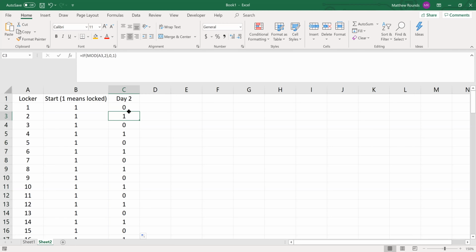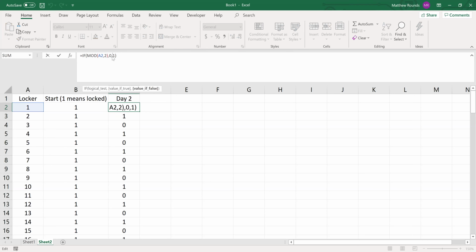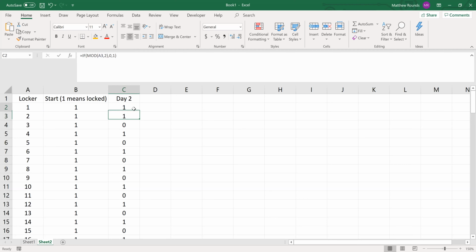Don't worry about that. Is this correct? Is number 1 locked? So all the odd numbers were locked. Actually, this means it's not locked. So I got this, if it's divisible by 2, so I just got these in reverse. Okay. So that means on day 2 that locker 2 is unlocked, locker 4 is unlocked. Do you see how that's okay? Now what happens on day 3?